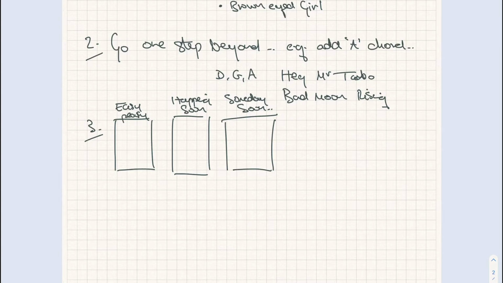Looking at it, you see here, it sets your expectations. If you're starting a song and you're like, oh, this one feels pretty easy, you're looking at completing it in the next few days. The happening soon one, you'll go easier on yourself. You'll say a couple of weeks. And then the someday soon, you could say a couple of months.